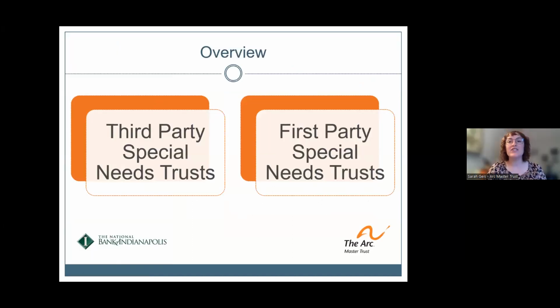All right, so just like I had mentioned, we are going to be going over some of the basics about special needs trusts, and specifically the two types of special needs trusts that can be established for individuals: third-party special needs trusts and first-party special needs trusts, and the ways in which those trusts can be established.